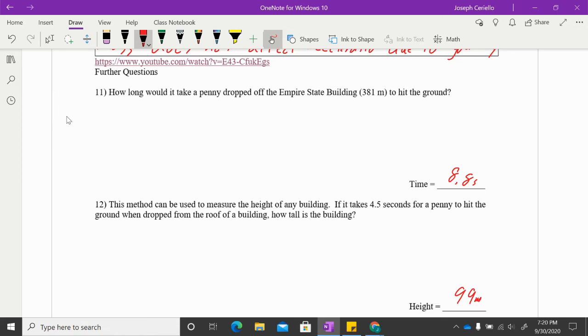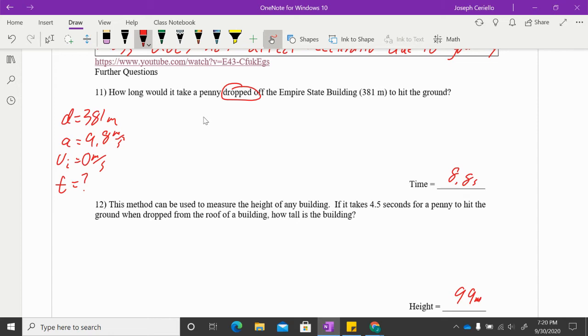So the obvious given is that D equals 381 meters. But we actually have two more. First, it's falling and it's near Earth's surface, so the acceleration is going to be 9.8 meters per second squared. We just got to get in that habit of understanding that. Also, we know that the penny is dropped. That tells us that the initial velocity is going to be 0 meters per second. All right? And we're looking for what? We're looking for time. So writing down our givens tells us which equation to use.